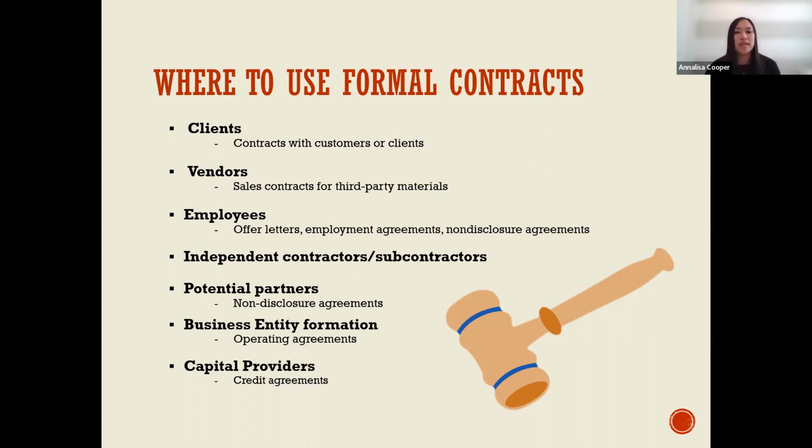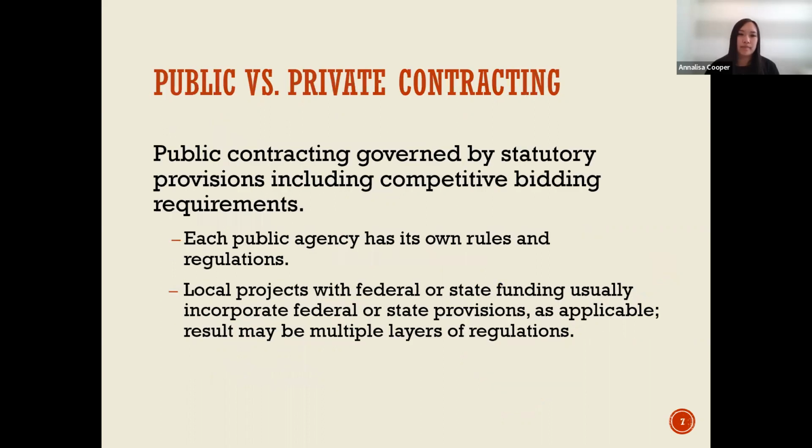Business entity formation, corporate filings and incorporation documents and operating agreements, all of that should be in a formal contract. And if you're working with capital providers, credit agreements all need to be in a formal contract. Public versus private contracting. If you are contracting with the government, there may be additional flow through terms, regulations that apply. So just beware if you're working with the government that there may be additional aspects to that relationship.